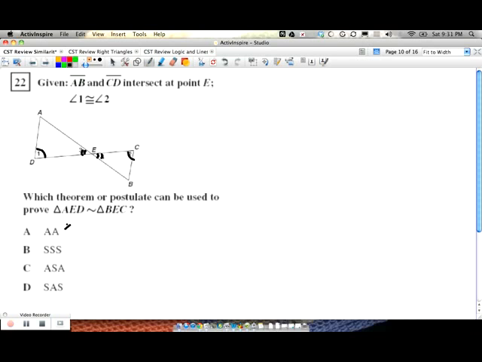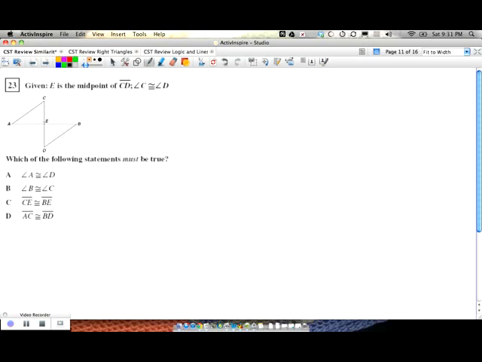Well, looks like we already have two angles, so I would say angle-angle. They're not giving us any information about the sides, and all these three other ones need something about the sides, so this one would not be able to do that. Let's keep on moving. Number 11.